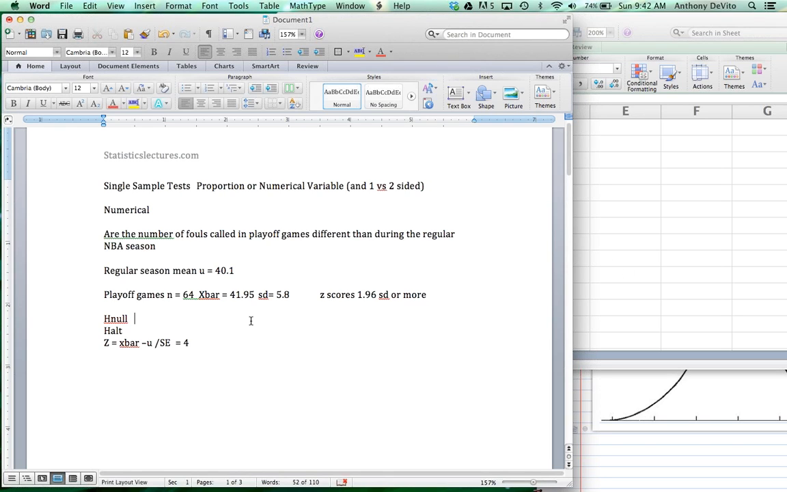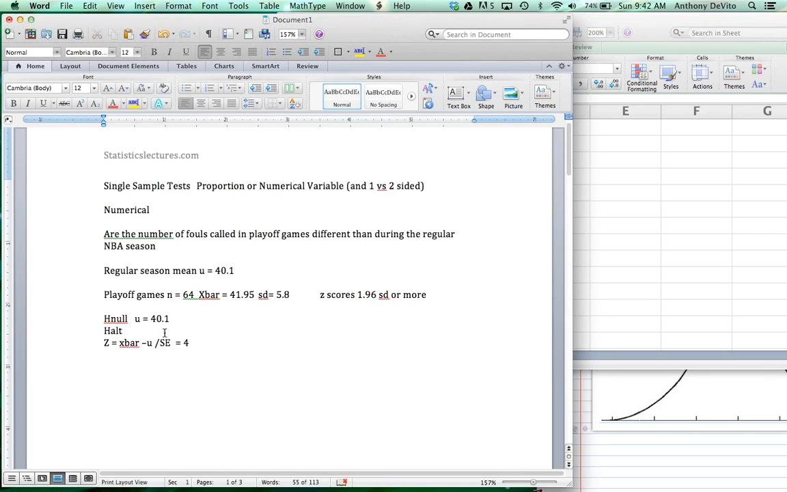Okay, good. Okay, so null hypothesis is that they're the same. Okay, in other words, that the mean, there's a couple of ways you could say one is equal to the other. Another way of saying that is to say the mean is equal to what it is during the regular season, or 40.1. Right? You could also say x bar is equal to mu, I suppose.